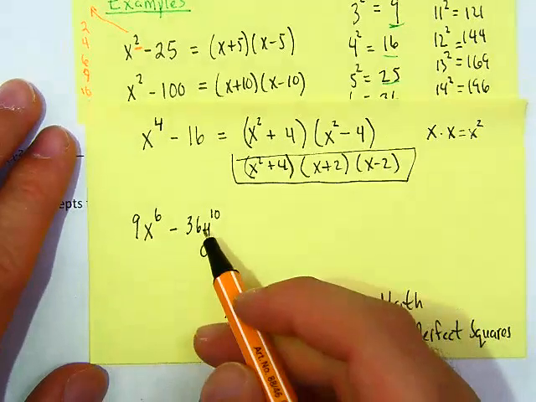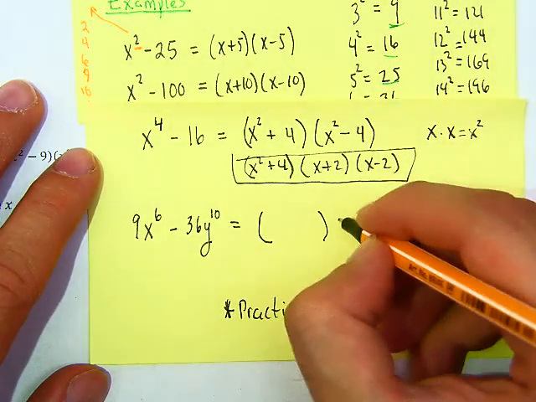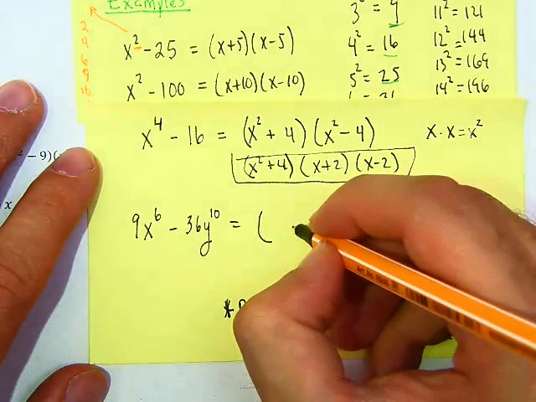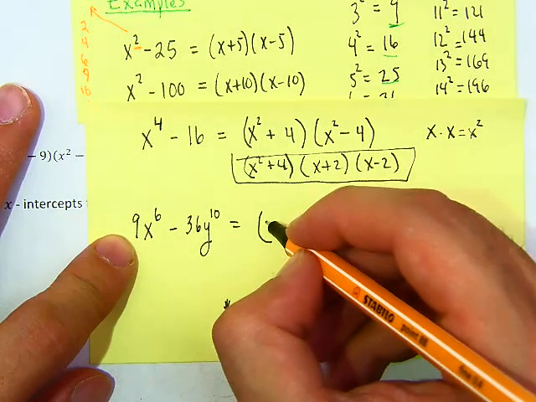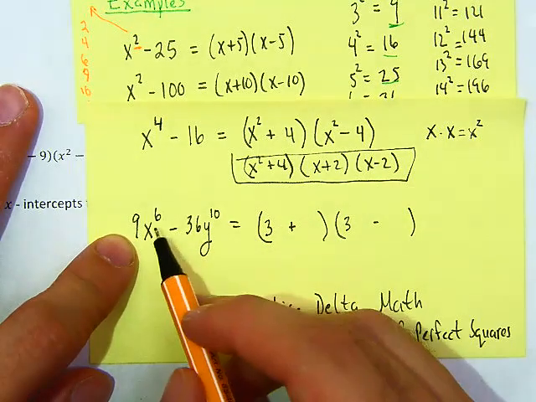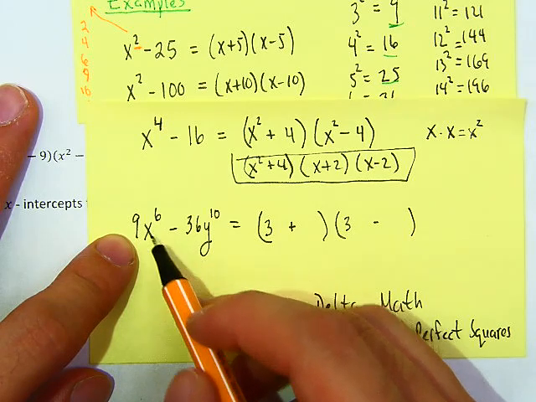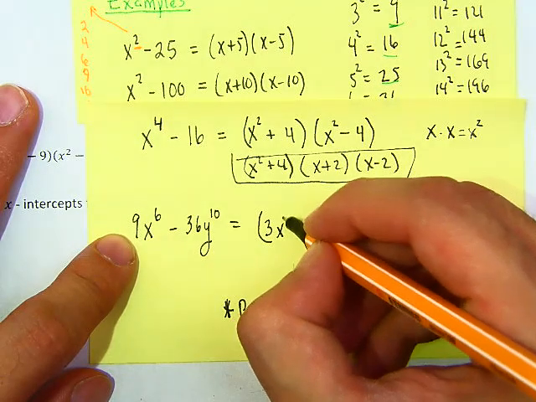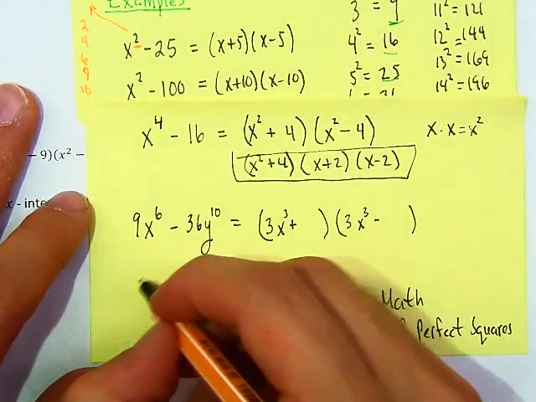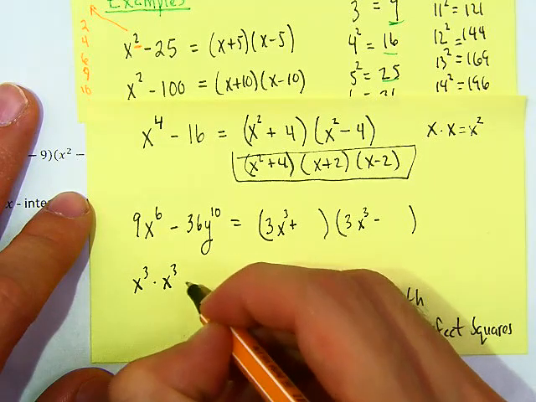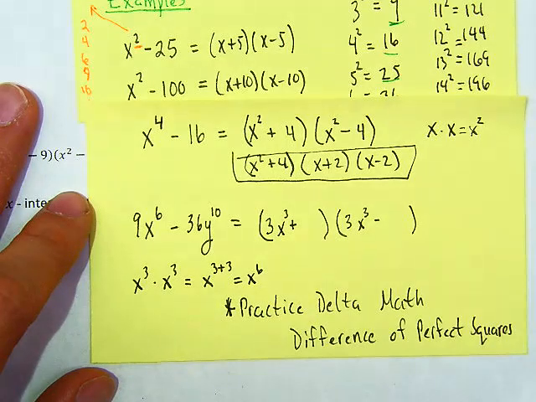Okay, let's take a look at this one. How would this one work? Okay, if you want to put a plus and a minus, sure. Then how do you get the 9? Okay, so 3 and 3. Now, how do you get the x to the 6? I want you to pause the video and take your time. Well, this will just be x to the 3. Because what is x to the 3 times x to the 3? That's equal to x to the 3 plus 3, which is equal to x to the 6.